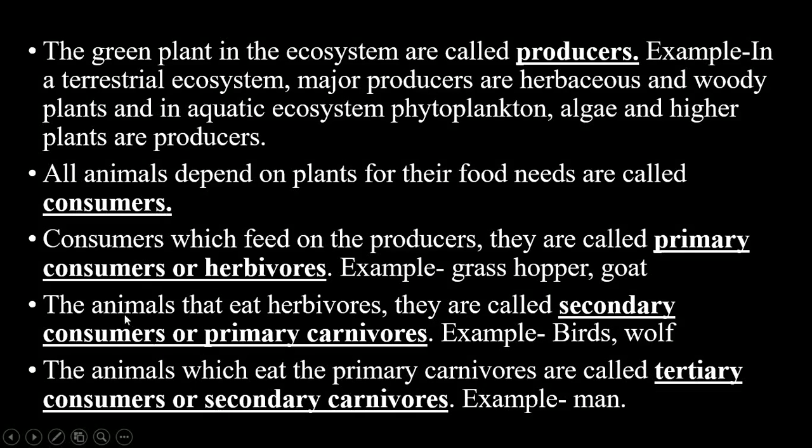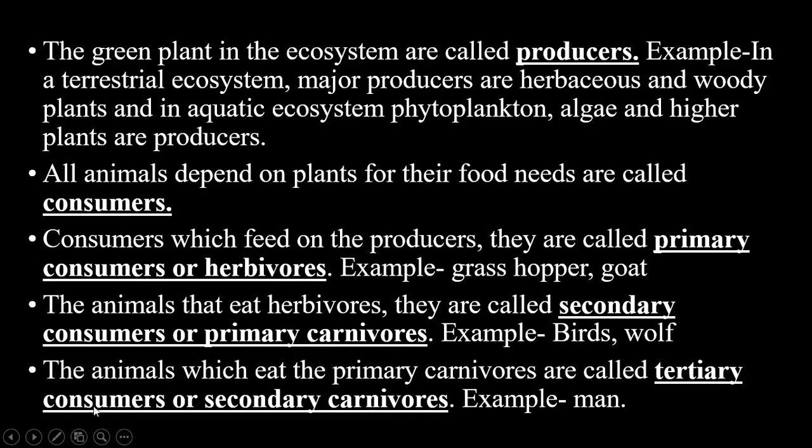There are different levels of consumers. The consumers which feed on the producers, that is, they eat the plants directly, are called primary consumers or herbivores. Examples are grasshopper, goat. All these are examples of primary consumers or herbivores. That is, they feed on producers. Whereas animals that eat herbivores, that is, they eat the primary consumers, are called secondary consumers, or the other name given to them is primary carnivores. So those animals who eat another animal are called carnivores, whereas the animals which eat plants are called herbivores. So those animals which eat herbivores are called secondary consumers or primary carnivores.